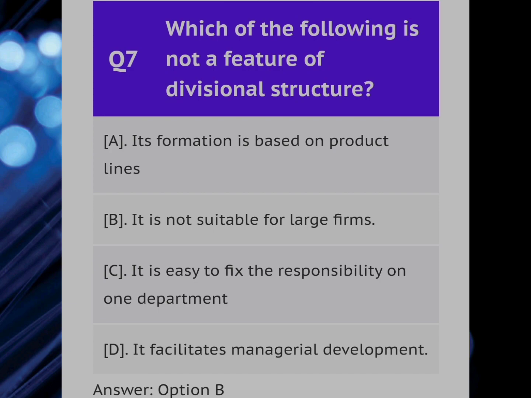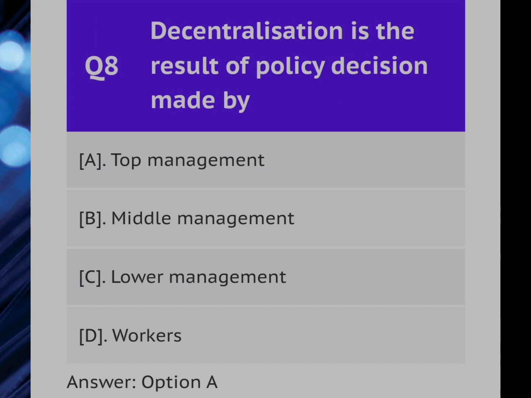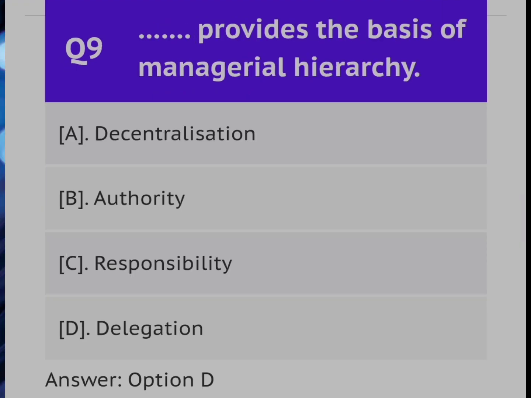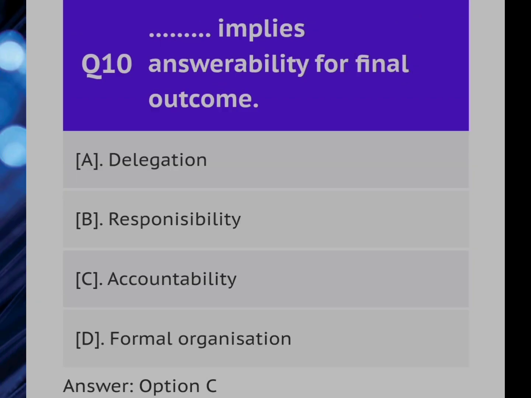Which of the following is not a feature of divisional structure? Answer B. It is not suitable for large firms. Decentralization is a result of policy decision made by answer A. Top management. Dash provides the basis of managerial hierarchy. Answer D. Delegation. Dash implies answerability for final outcome. Answer C. Accountability.